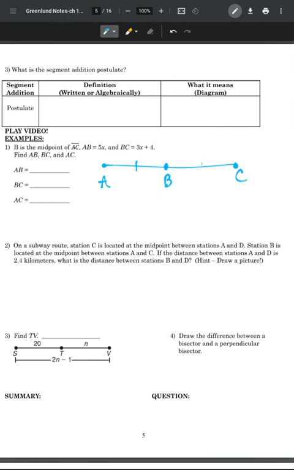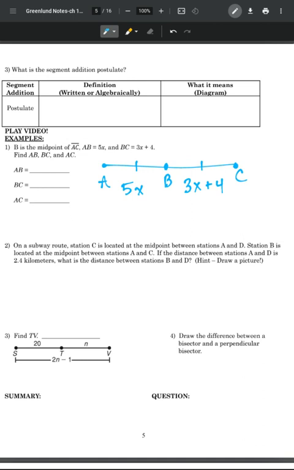And then to make sure that both of these are the same exact length, we can go ahead and draw these little tick marks just to visually show that these things are the same length. So now they give us the next piece of information. AB is 5x, so we can go ahead and put 5x here. And segment BC is 3x plus 4. Find AB, BC, and AC.